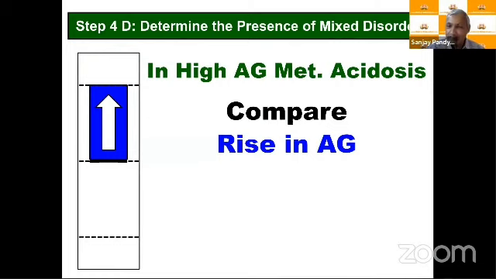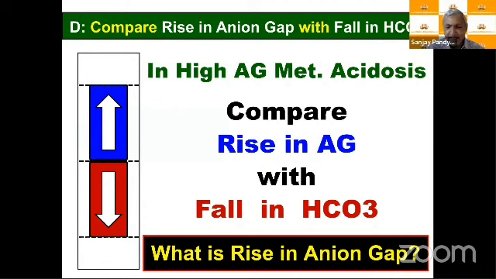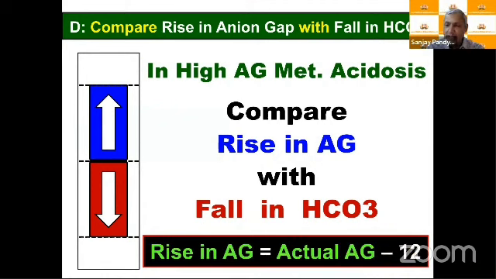So if anion gap is high, if there is high anion gap metabolic acidosis, then only comes the MOSSAD skill. If anion gap is normal, no MOSSAD skill. Okay, so calculate anion gap, CID skill. If it is high, then go for the MOSSAD skill. What is the MOSSAD skill? Compare the rise in anion gap with the fall in bicarbonate. So the question arises, what is the rise in anion gap? The rise in anion gap is equal to actual anion gap minus 12. So the value which we have calculated in the patient minus 12 is the rise in anion gap.